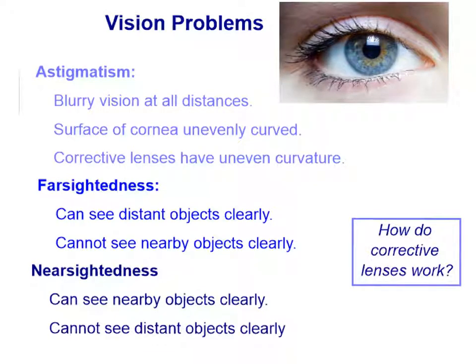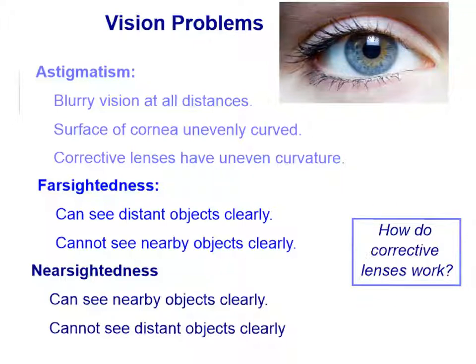So let's take a look at a few vision problems. Astigmatism would be one. Astigmatism occurs when the surface of the cornea is unevenly curved, and it causes blurry vision at all distances, and corrective lenses also have uneven curvature to compensate for that problem. Now we have farsightedness and nearsightedness. Farsightedness is when a person can see distant objects clearly but not close-up objects. Nearsightedness is when a person can see nearby objects very clearly, but they cannot see distant objects clearly.